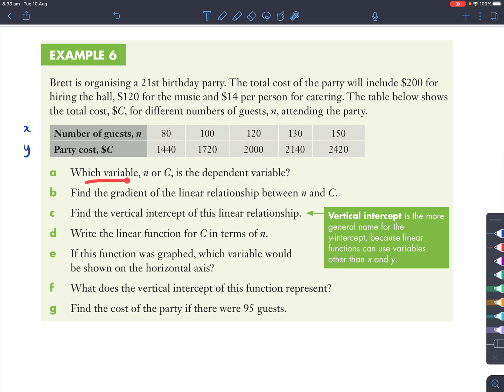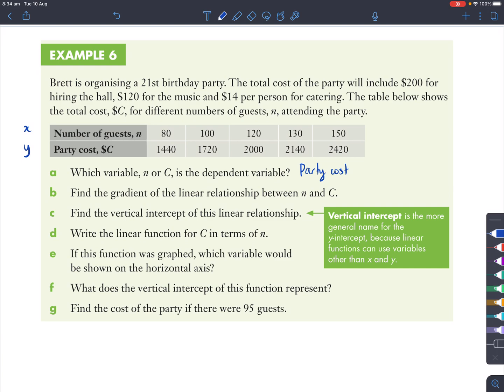Now for part A, which variable, N or C, is the dependent variable? The dependent variable is the y value, which is the party cost C. So I'm going to write party cost here. Now, you don't really have to write this bit down in your books. You just have to listen.